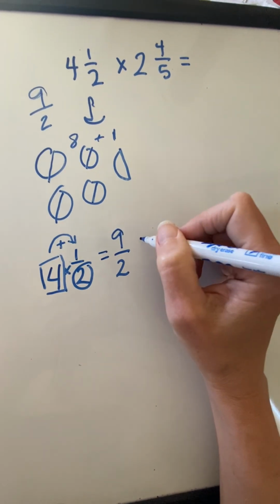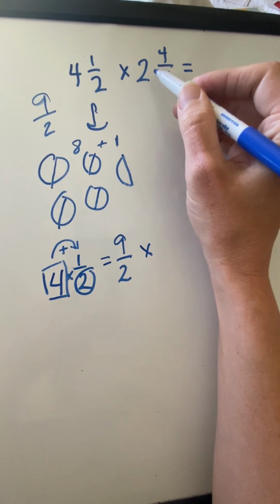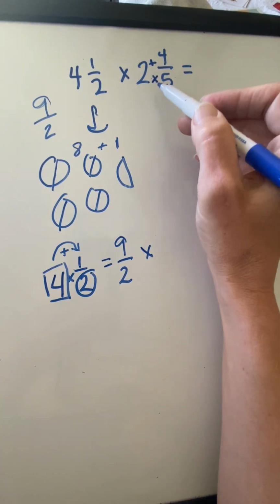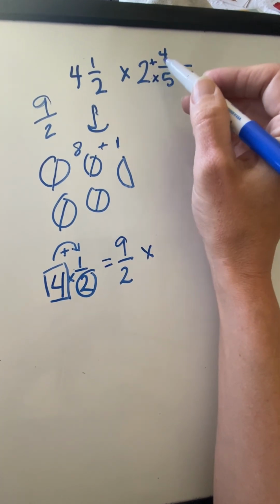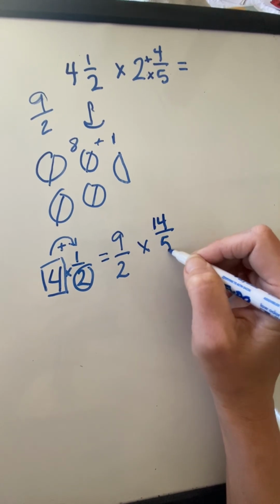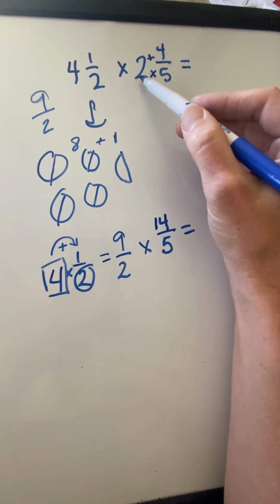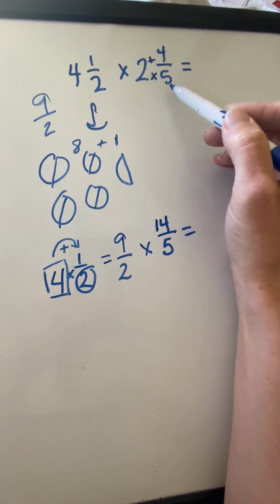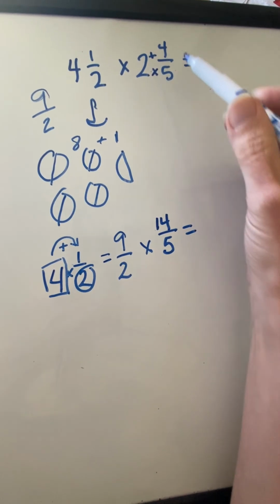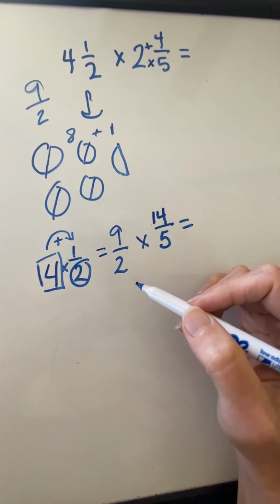Okay? We'll do the same thing up here. 5 times 2 is 10. 10 plus 4 is 14. So now we have 14 fifths. Remember, that's like saying we have 2 cookies and we're going to divide them each into 5 pieces. That's 2 times 5. That's 10 pieces. Plus you've got 4 here. That's 14. Okay, so now we're going to multiply them across.